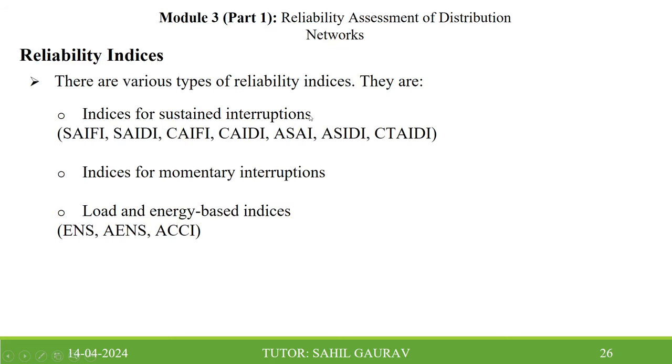Now moving to the next part, module 3, part 1, reliability assessment of distribution networks. There are various types of reliability indices, like indices for sustained interruption, indices for momentary interruptions, and load and energy based indices. For sustained interruption: SAIFI, SAIDI, CAIFI, CAIDI, ASAI, ASIDI, CTAIDI. These are important. For momentary interruptions, we have not discussed the reliability indices. Then we have load and energy based indices, that is energy not served, average energy not served, and average customer curtailment index, ACCI. So let us see all these reliability indices.